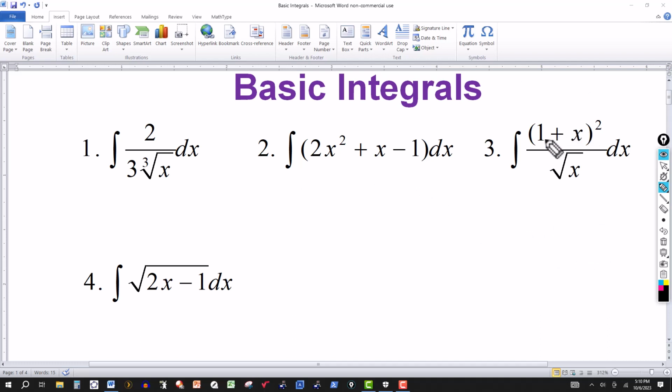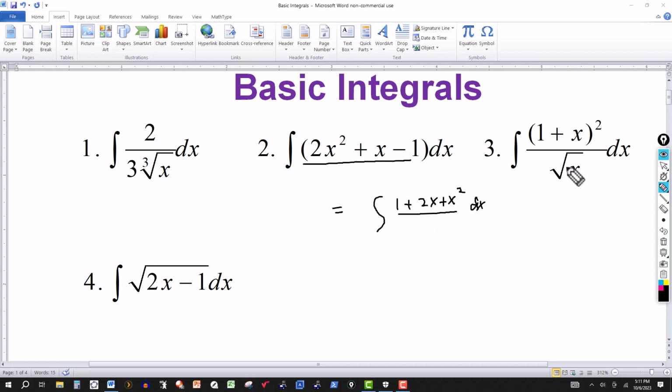Now for the next one, number 3, we have 1 plus x to the 2nd. We'd like to have it in this form. You don't always have to have it this way, but it's convenient. Now this one we have it squared. So let's just square it. 1 plus x squared, a little bit of algebra, gives me 1 plus 2x plus x squared, dx. And again, I can't integrate it the way it is, because I have something in the denominator, so I have to simplify this.